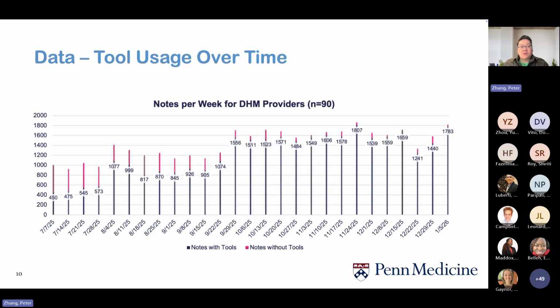So we've been actually very successful in having all of our providers, a total of 90, including physicians and APPs, and this also reflects the commitment and the buy-in from our providers in the Division of Hospital Medicine. Since July, we've had about 33,000 notes written with our tools in total.